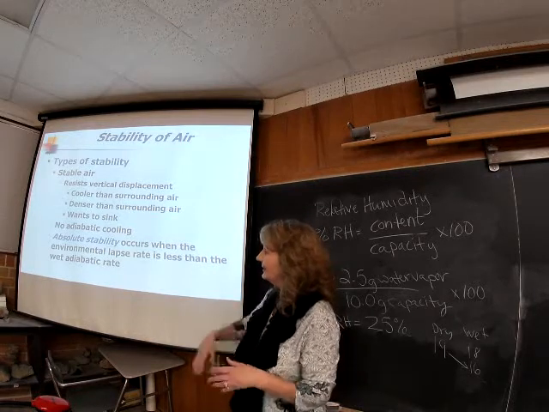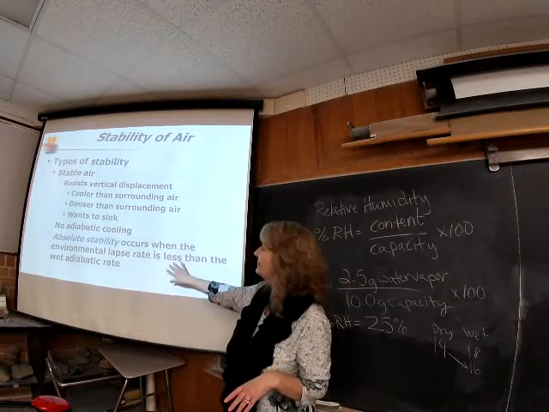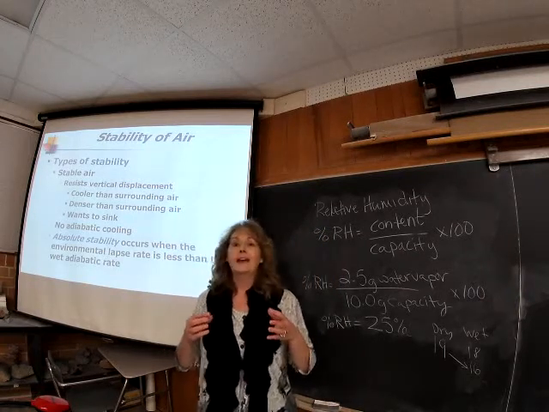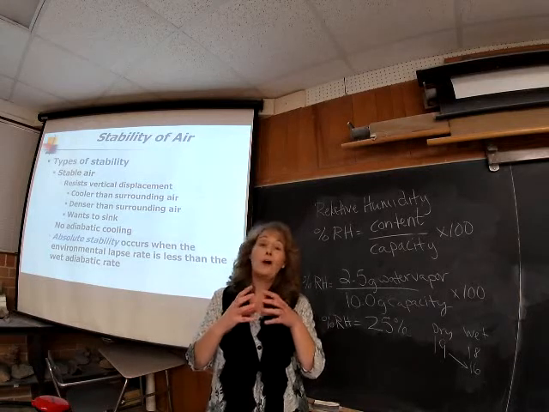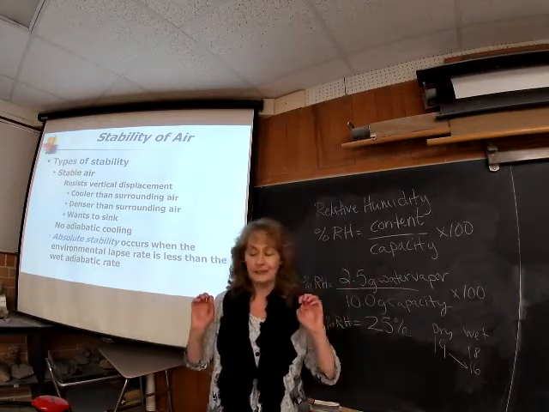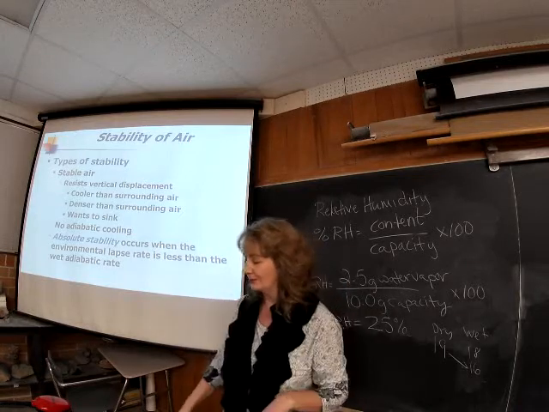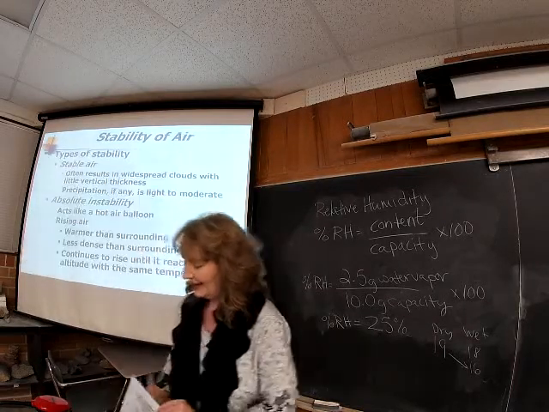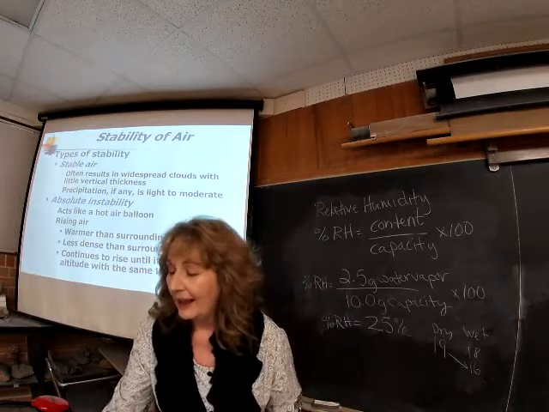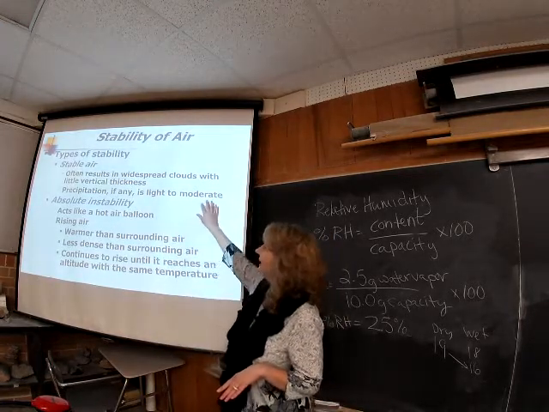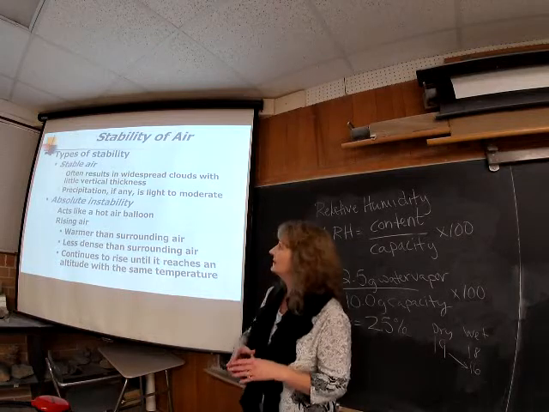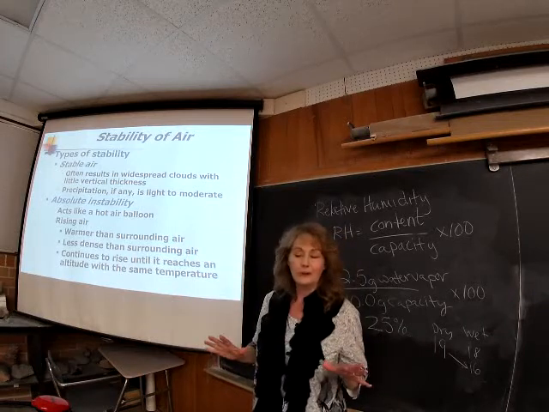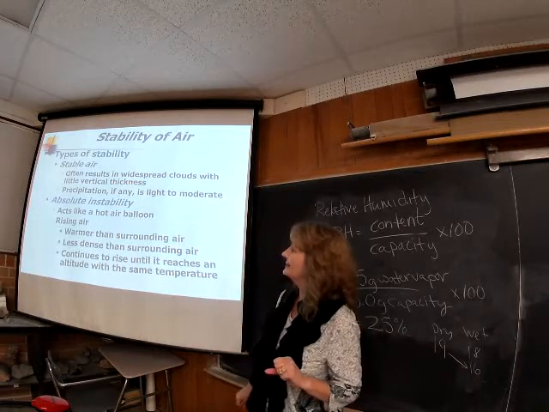So absolute stability occurs when the environmental lapse rate is less than the wet adiabatic lapse rate. The air parcel is always cooler than your environment, basically, so it's going to want to resist any rising motion. Absolute stability. And you might get some little widespread clouds with very little vertical thickness. If you get any precipitation at all, it's very light to moderate with a stable type of air mass.